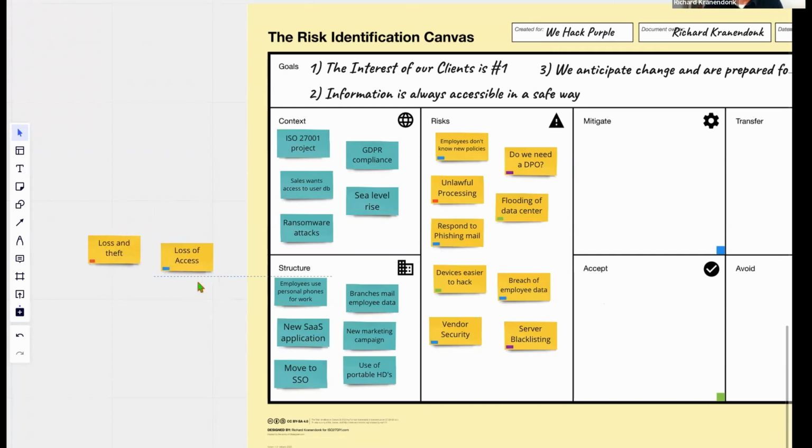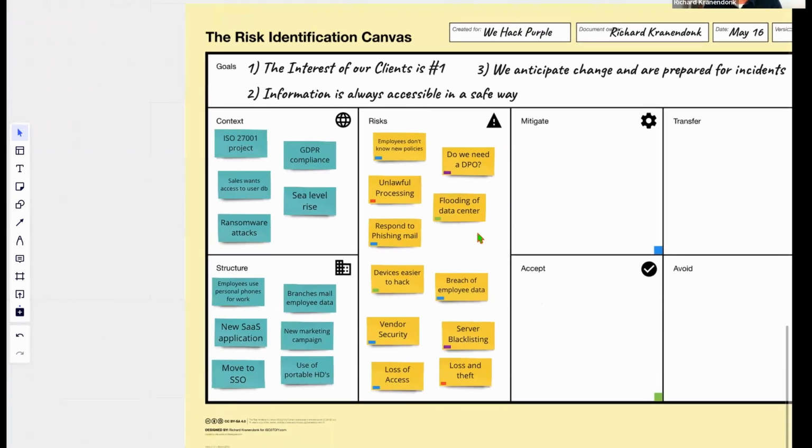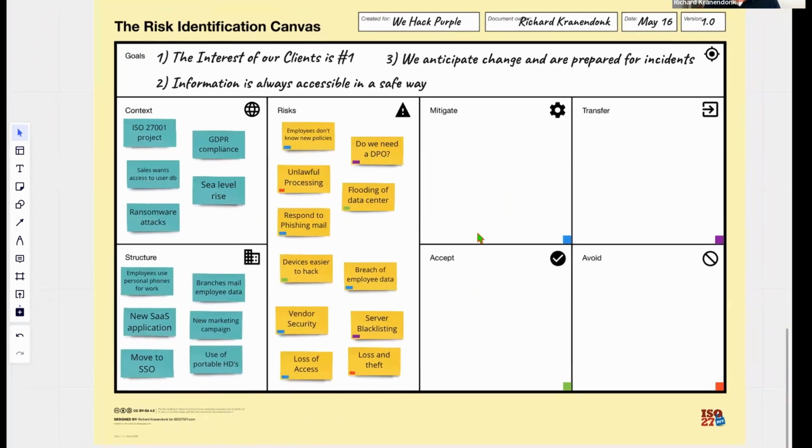We are moving to SSO, so maybe there will be a period in which we can't reach our applications. And with the use of portable HDs, the risk is loss and theft. So this is all just examples of stuff that might be going bad.